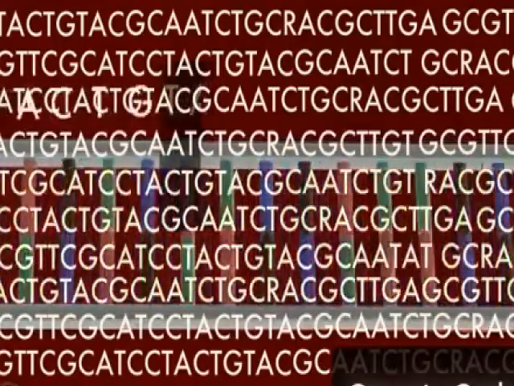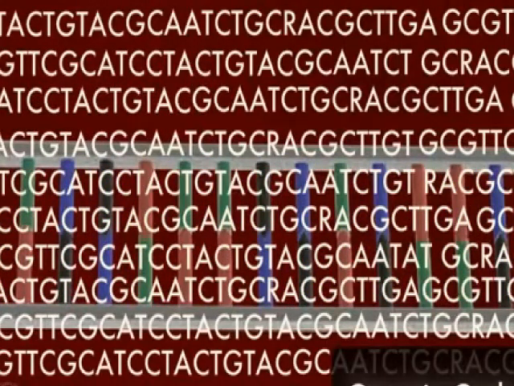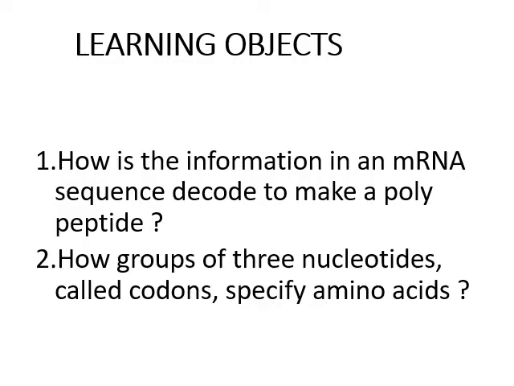you had written. As it turns out, decoding a message is also a key step in gene expression, the process in which information from a gene is used to construct a protein. However, the instructions for building a protein are encoded in DNA. By the end of this session, you will be able to answer how the information in a messenger RNA sequence is decoded to make a polypeptide, and how a group of three nucleotides called a codon specifies a particular amino acid.